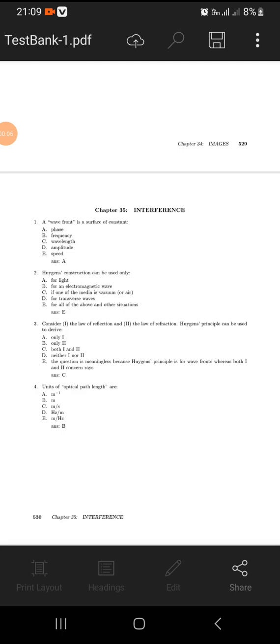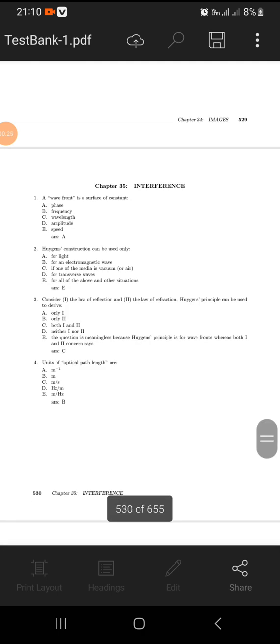Interference. On interference, we're going to talk about a wavefront. A wavefront is a surface of constant phase. Huygens construction can be used for all the above and other situations, for light, for an electromagnetic wave in a vacuum, and for a transverse wave. That's Huygens' principle.